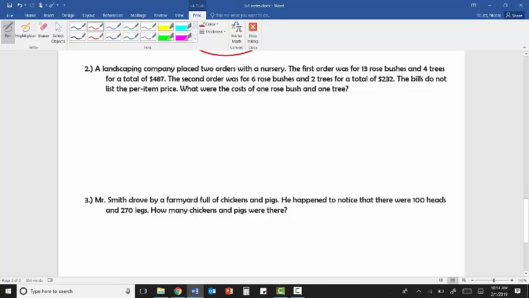So this time we're going to be talking about, looks like rose bushes and trees. So I'm just going to skip ahead to the question. It says, what were the costs of each? So it's kind of like before. So we use R for rose bush cost, and we'll use T for tree cost.